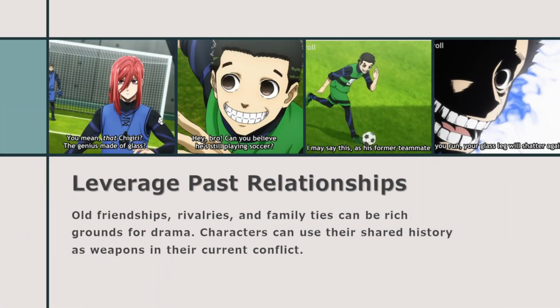2. Leverage past relationships. Old friendships, rivalries, and family ties can be a rich ground for drama. Characters can use their shared history as weapons in their current conflicts. For this instance, I'll use Blue Lock's earliest matches with regards to Chigiri's backstory, particularly with his ACL tear. The Wanama brothers from the opposite team have a history with him, so they can bring stuff up and use it as a weapon against him in the present.